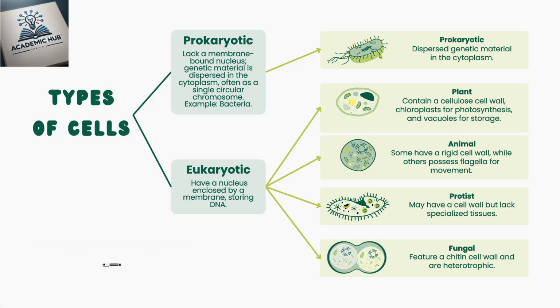Flagella and pili: this is flagella and this is pili. Some prokaryotes have flagella, which help in movement, and pili, which assist in attachment to surfaces and exchange of genetic material. Examples of prokaryotic cells: the most common and well-known example is bacteria. This is a bacterial cell. Bacteria are found everywhere, in soil, water, air, and even inside human bodies.